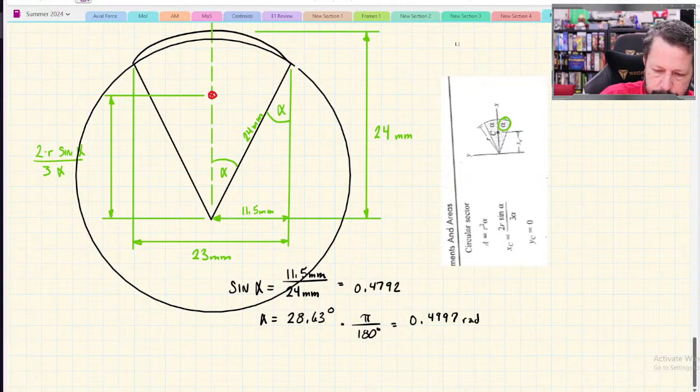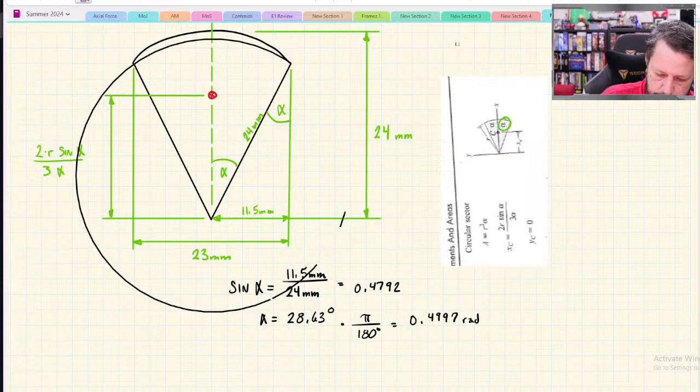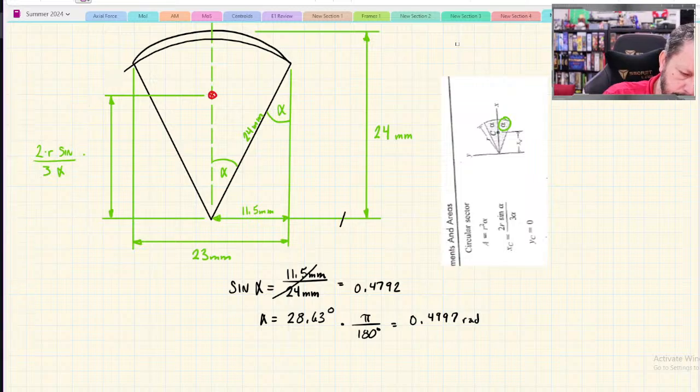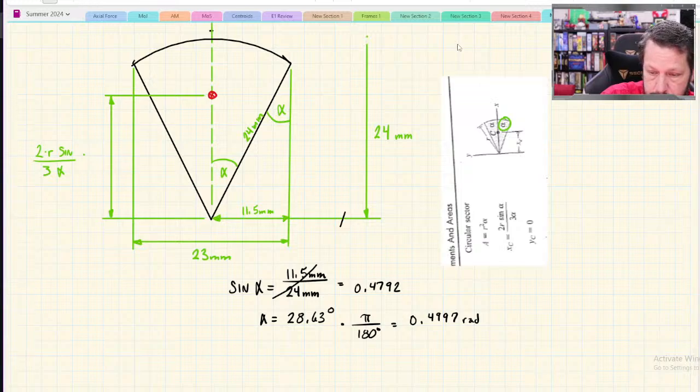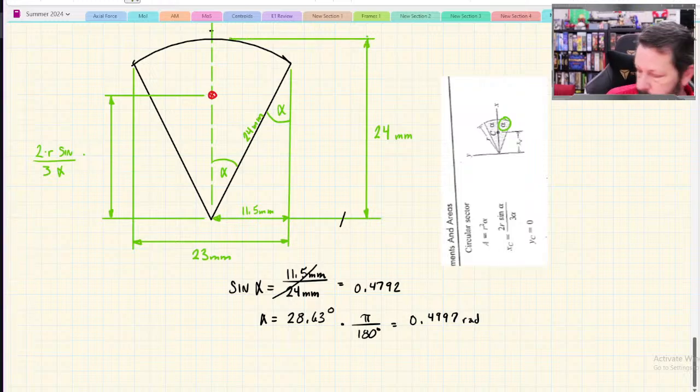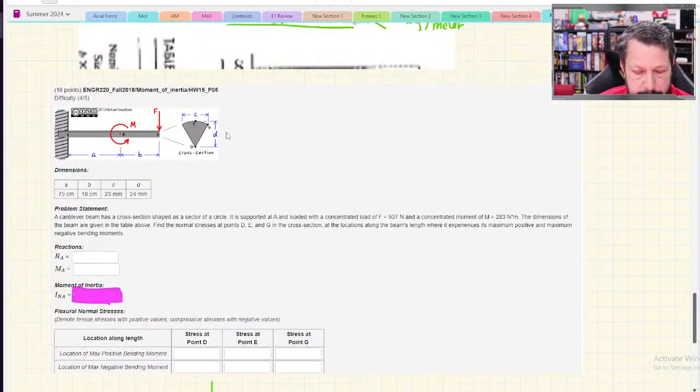So that would be the actual shape here. It covered up some of the stuff I didn't want to cover up, but there's the actual shape, at least for the arc that I drew. And they told me right here in the diagram of the sector that the total height, this dimension, is 24 for me. They labeled it as D in the picture, and D for me was 24.